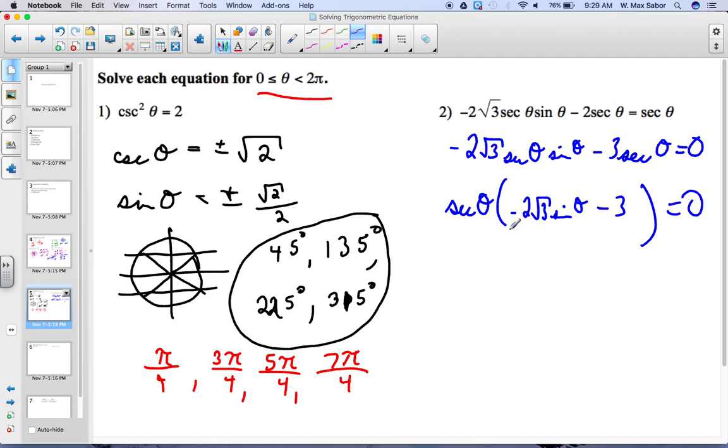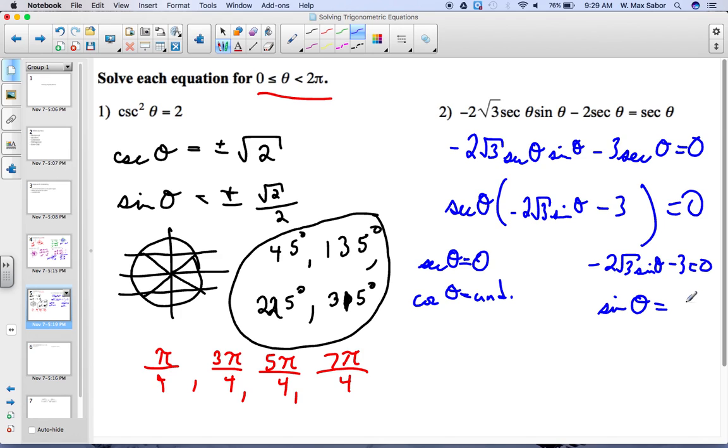So now that we factored it out, we can say either secant theta equals 0, in other words, cosine of theta would be undefined, or we have negative 2 square roots of 3 sine theta minus 3 equals 0. Adding 3 and dividing by negative 2 square roots of 3 gives us 3 divided by negative 2 square roots of 3. That's the same thing as negative square root of 3 over 2.